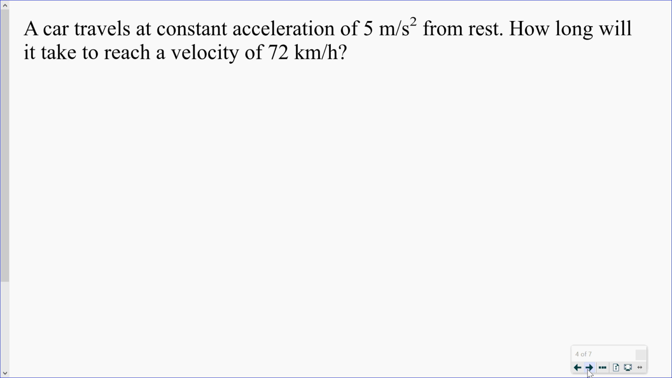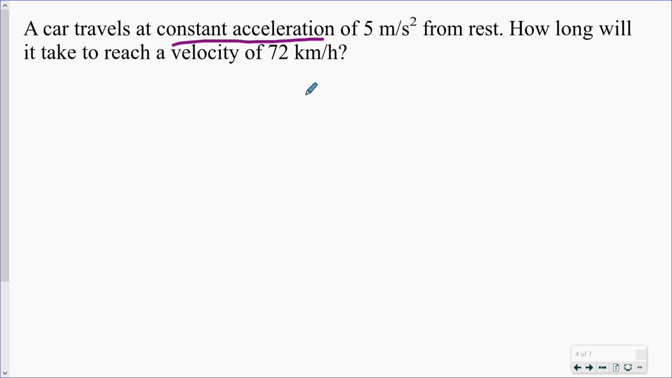Second question that we have, car traveling at a constant acceleration. So we would also call this uniform acceleration. So the velocity is not uniform, it is changing, but the acceleration is constant. So 5 meters per second squared. So with each second that passes, it's going 5 meters per second faster.